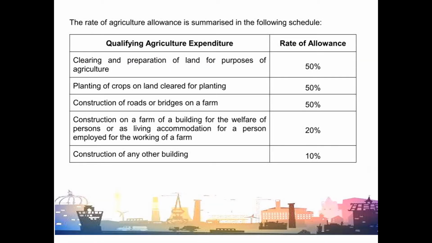Alright, so these are the rates of agriculture allowance. Anything regarding clearing and preparation of the land, tanah, pembersihan tanah, the rate is 50%. Begitu juga bila kita ada buat aktiviti penanaman, baja tanah pun 50% juga. Construction of road or bridge, pun 50%. But building 20%. Building yang tidak ada berkaitan dengan living accommodation lah, maksudnya building selain daripada tempat tinggal pekerja, 10% sahaja. Right? So you have to remember these rates of agriculture allowance.